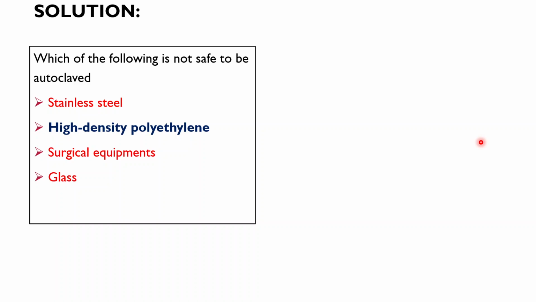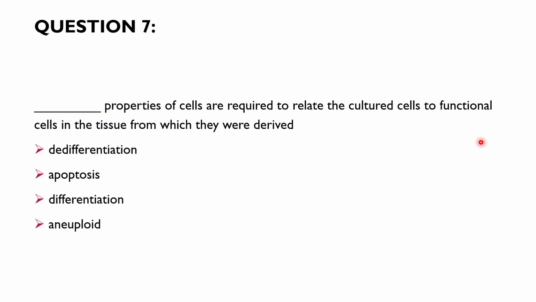Now let's move on to the next question. We have a blank and it says the properties of cells are required to relate the cultured cells to functional cells in the tissue from which they were derived. So this question is somewhat related to the previous session that we had. In that session we had discussed these aspects of cells.